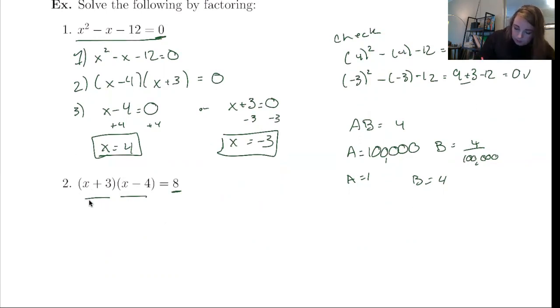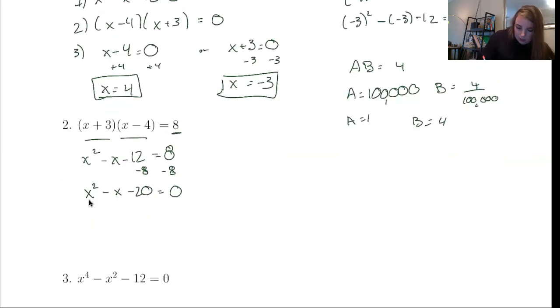Left-hand side, okay. This is going to be x squared minus x minus 12. It's just what we did above, but now it equals 8. So now I want it to be equal to 0, so I'm going to subtract 8 from both sides. Now I get x squared minus x minus 20. Now I can factor.